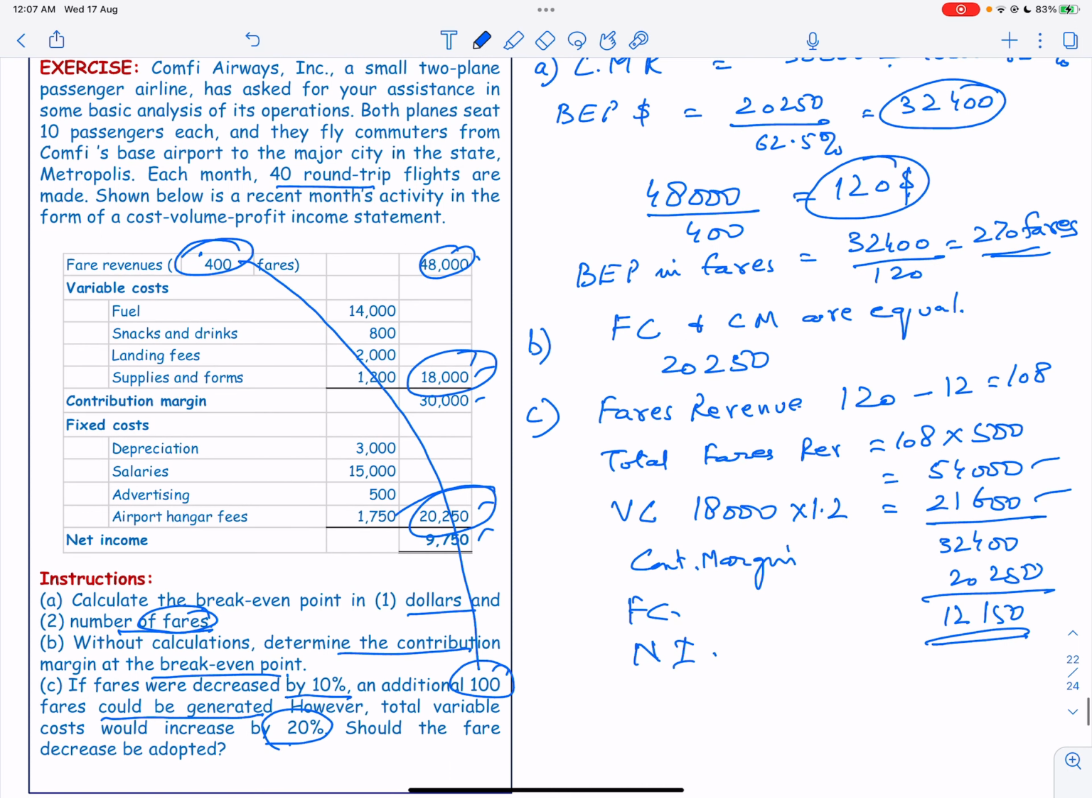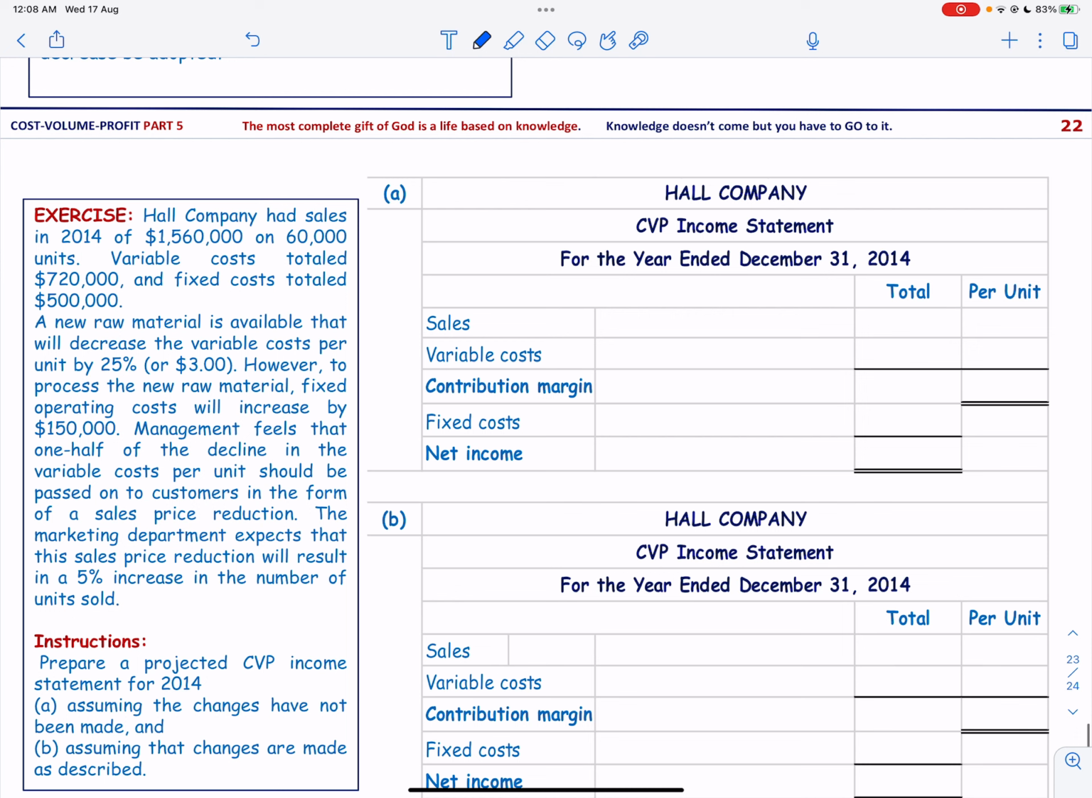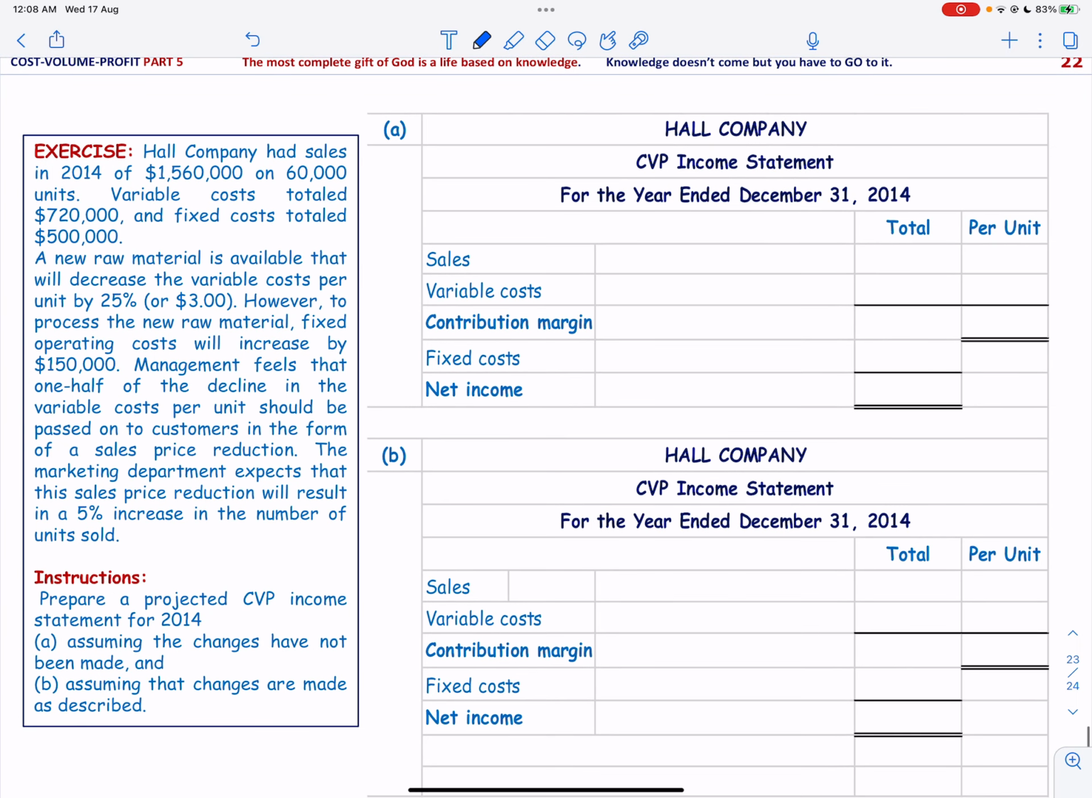So we have completed. Should the fare decrease be adopted? We can look into it and answer accordingly. Yes, the fare decrease should be implemented because our net income is increasing by 12,150. Next, let us prepare a cost, volume, profit, income statement before and after changes in business environment.